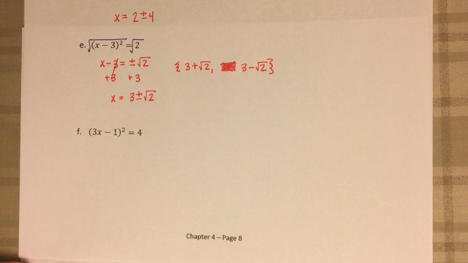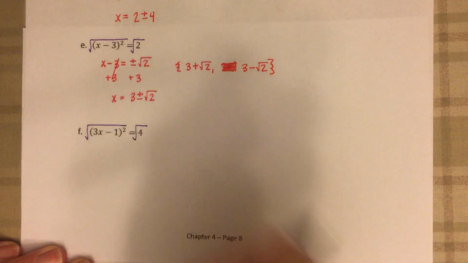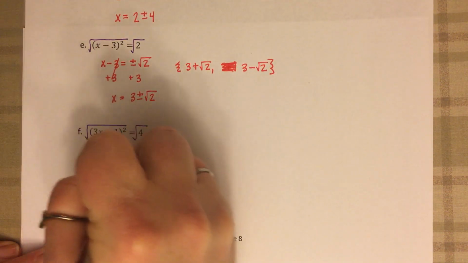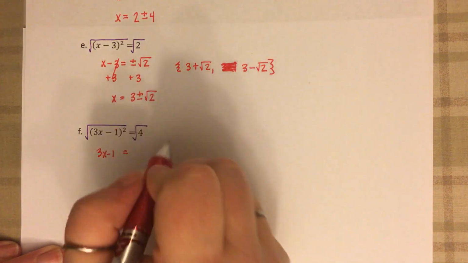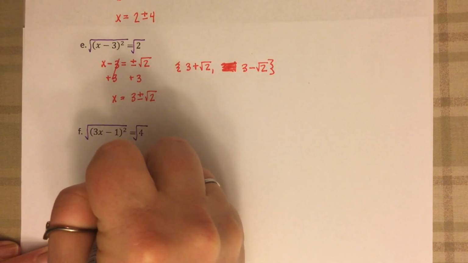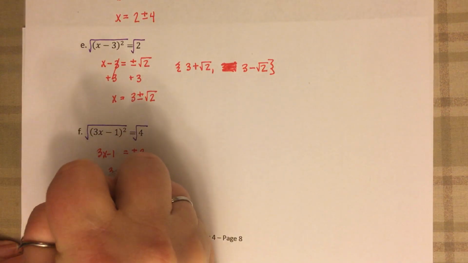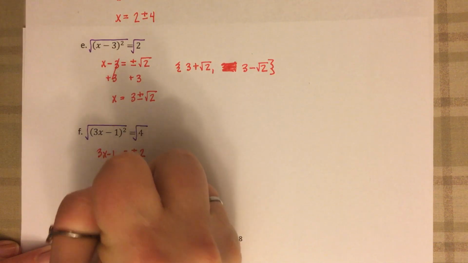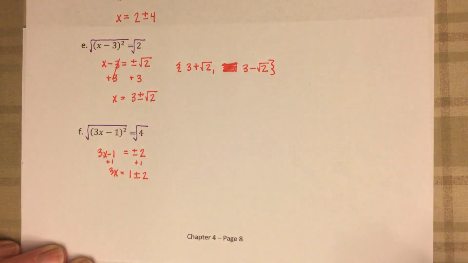Right, for f, we're also set up nicely to take our square root of both sides. So we take our square root of our left side, we get 3x minus 1. We take our square root of our right side. Square root of 4 is plus or minus 2. So 3x, right, we're going to add 1 to both sides, is going to be 1 plus or minus 2.